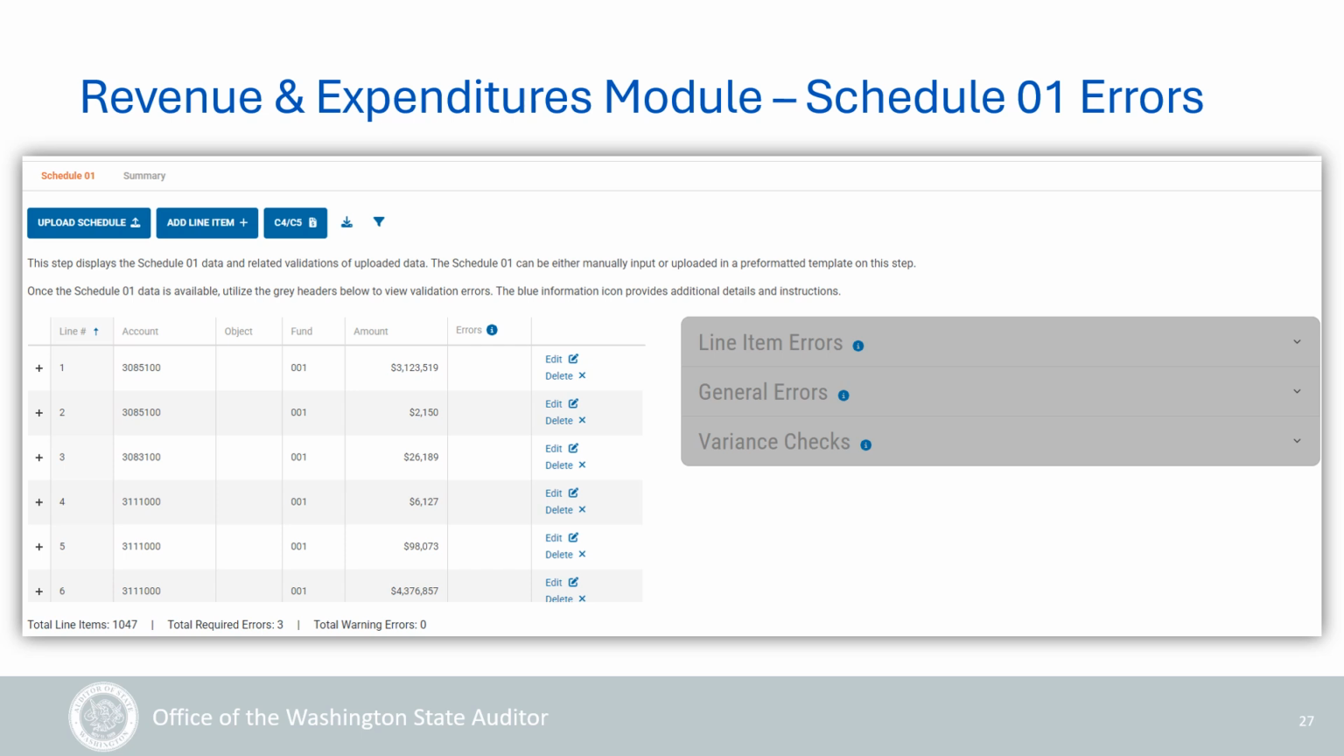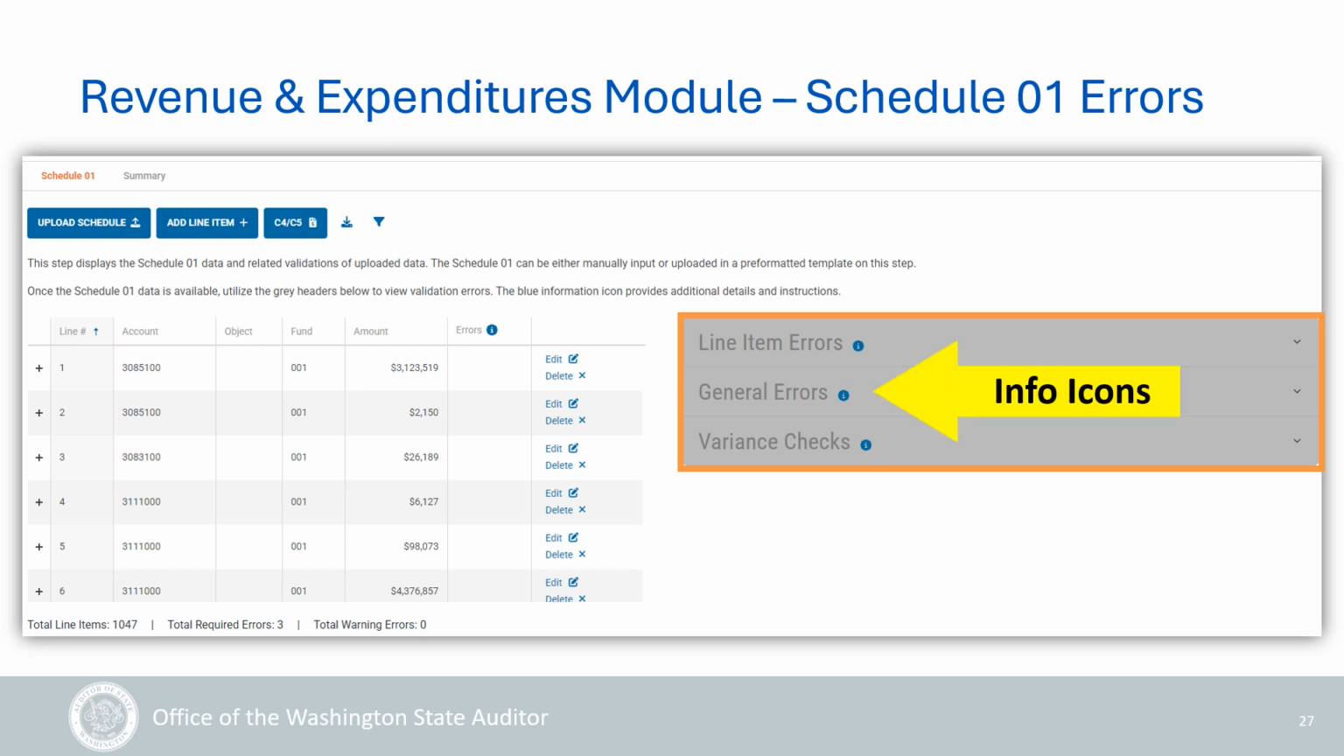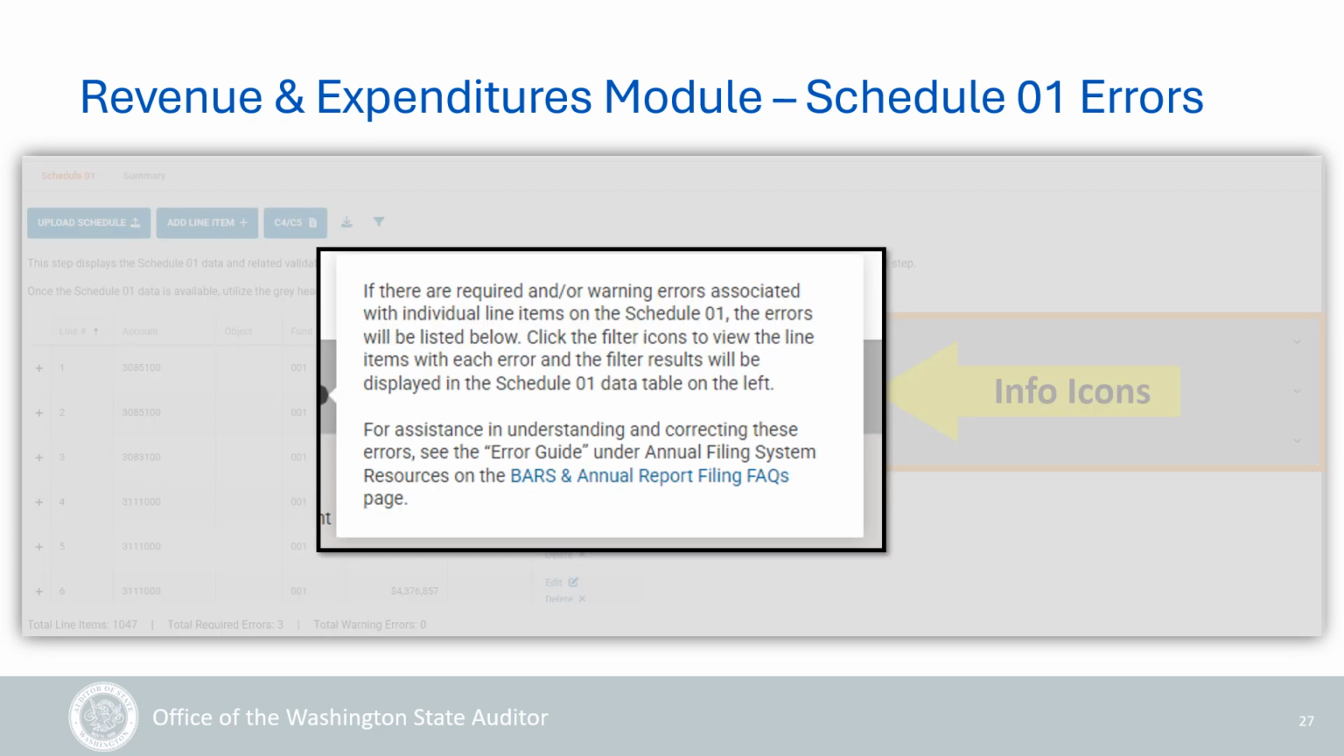Now let's move our attention to how to understand and triage errors that you may encounter on the Schedule O1. All Schedule O1 errors will be categorized in these three gray headers: line item errors, general errors, and variance checks. Each header also has an information icon that you can hover your mouse over for guidance on what each category of errors is for. In each information icon, you will also find a link to the BARS and Annual Report Filing FAQs page, where we have a resource called Error Guide, which will be very helpful if you are having difficulties resolving the errors on your own.